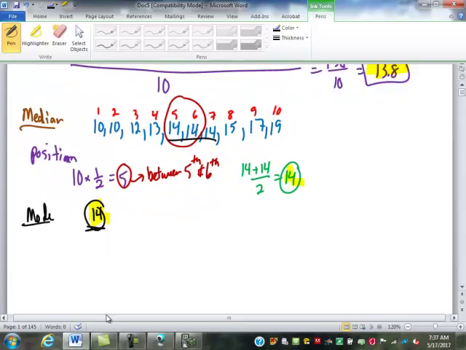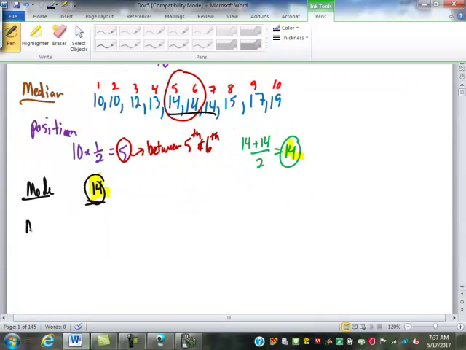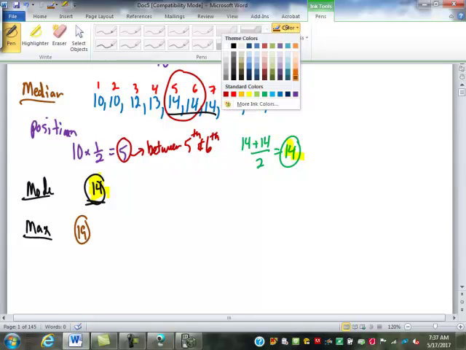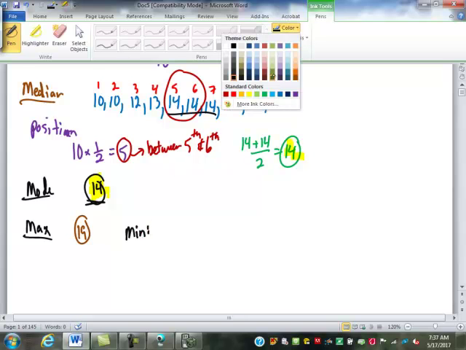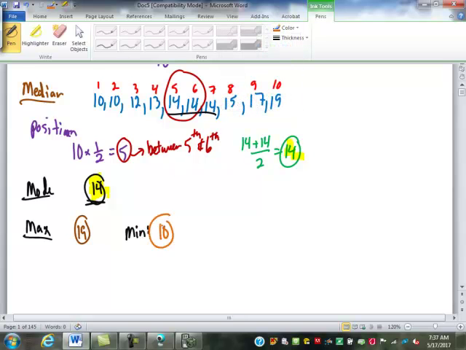The max is the largest number, that is 19. And the min, the smallest number, is the 10. Range, I guess I skipped the range, but it makes sense to do the max and the min first. Range is the largest minus the smallest. 19 minus 10 is 9. That's my range.